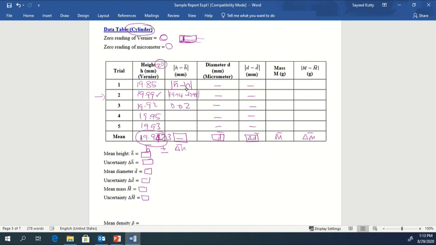So you will maintain your answer with 4 significant figures. You get the point? Everywhere you will maintain the significant figure of your least measured value.